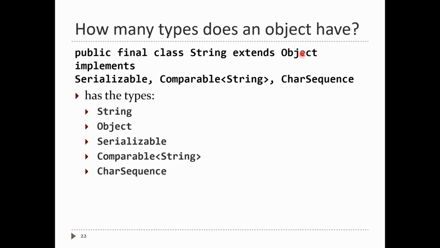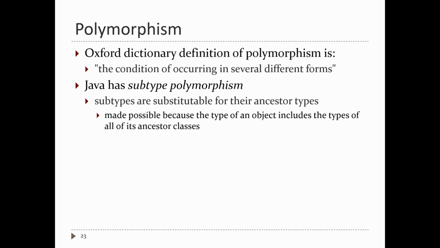String extends Object and implements 3 interfaces. So String has 5 types: String itself, its superclass type, and all of its interface types. And so every object in Java has more than 1 type, unless you have a big O Object. In object-oriented programming, this is known as polymorphism.